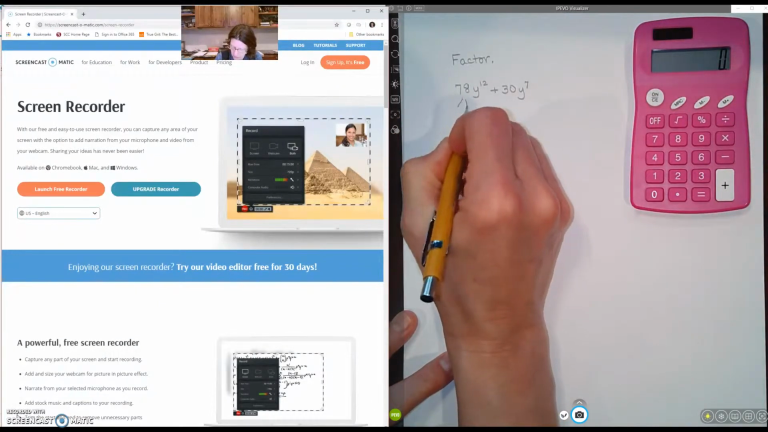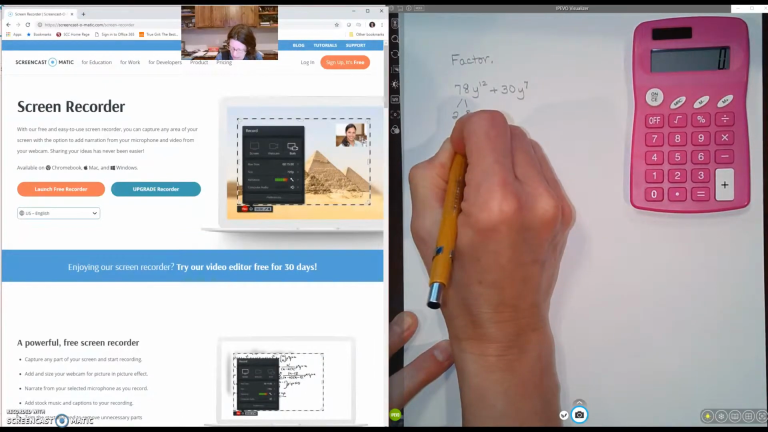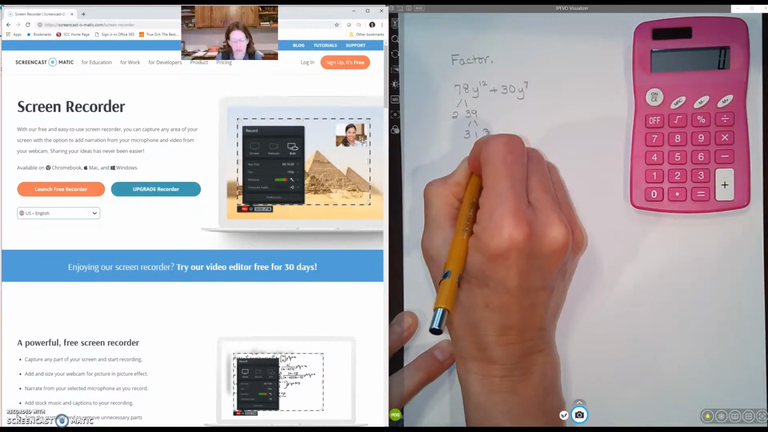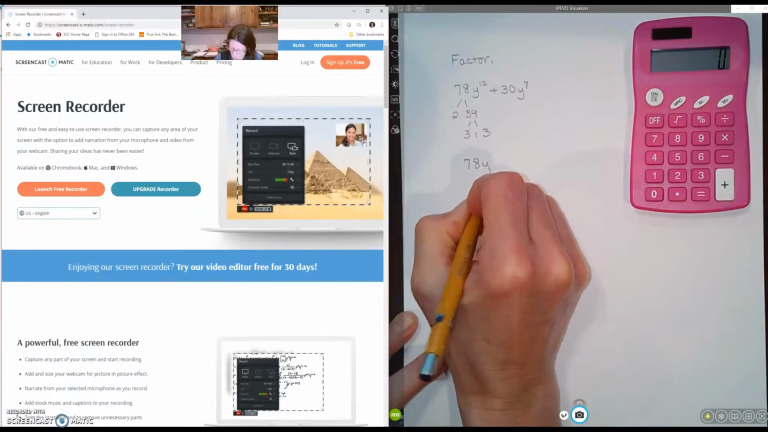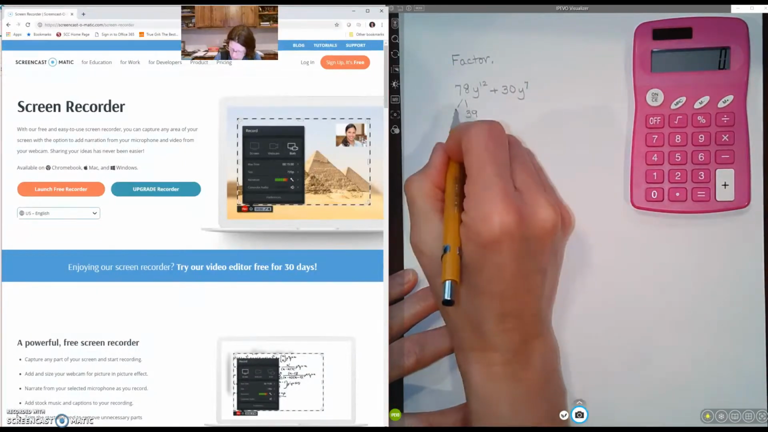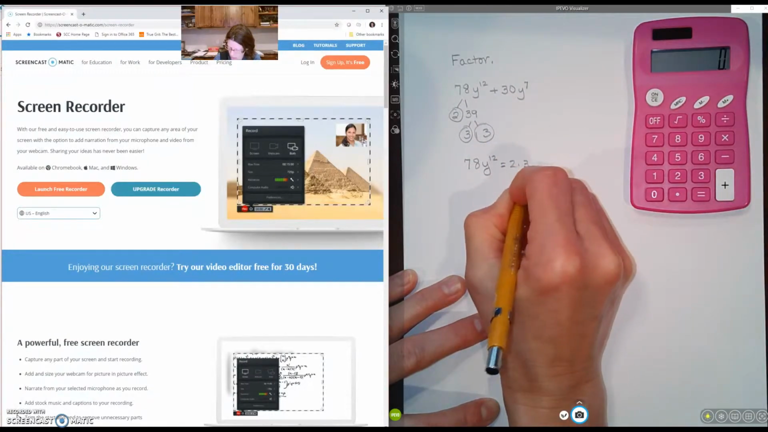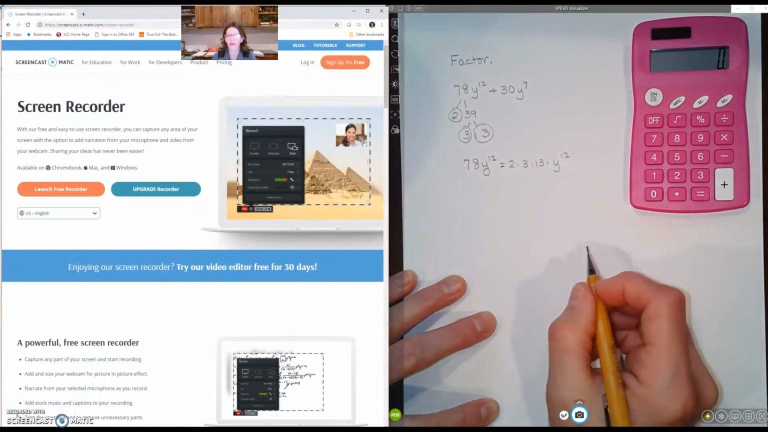So as we consider this coefficient 78, beginning to factor it, we can write it as 2 times 39, and 39 is 3 times 13. So that first term, 78y to the 12th, written in prime factorization, is 2 times 3 times 13 and times our y to the 12th.